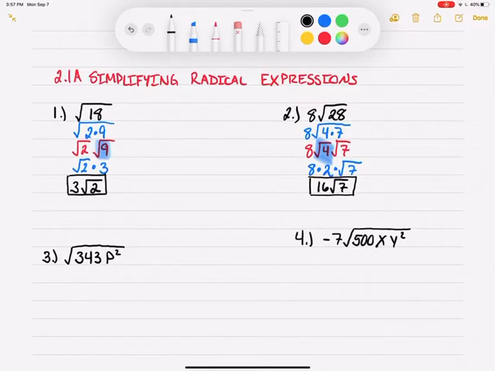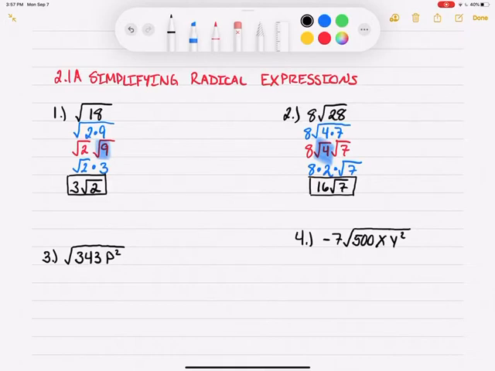Now, 343 is a big number, okay? But we don't need to be intimidated by it. So what we're going to do is look at the square root of 343 and try to break it down as best we can. I also have a variable inside the radical. I have p squared, so we're going to talk about how to deal with that.